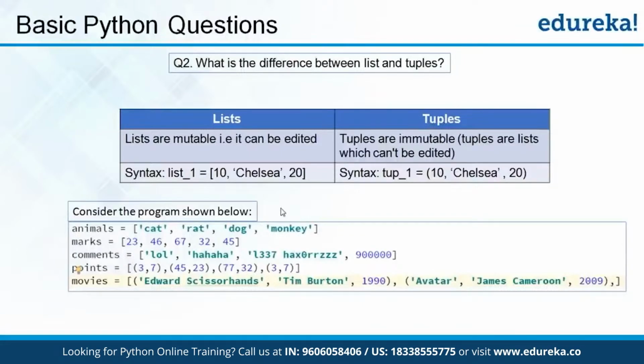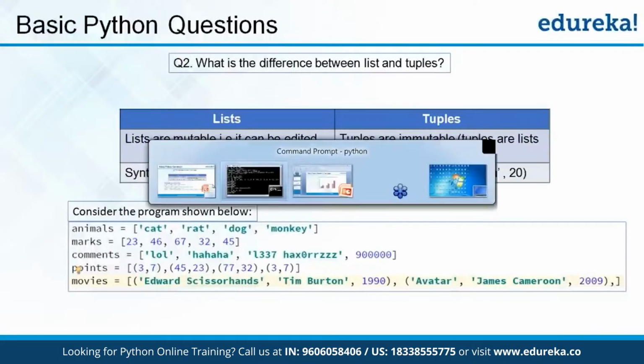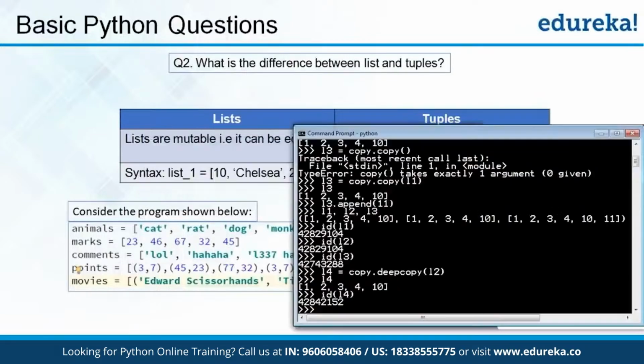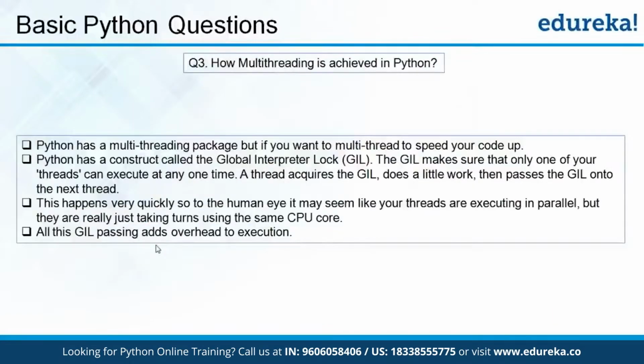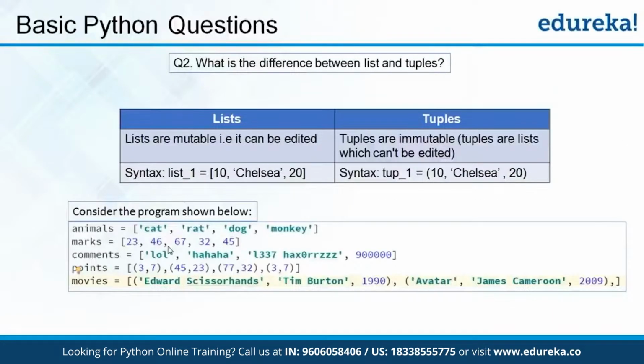The next question is a very frequently asked one: what is the difference between a list and a tuple? Now, we already took a look at lists, but let's do it again. These are all lists over here: 1, 2, 3. Animals, marks, and comments are all lists. And the tuples are the ones within these lists.